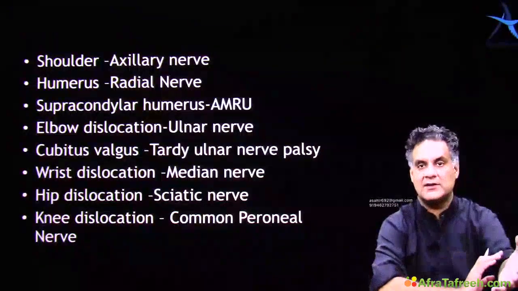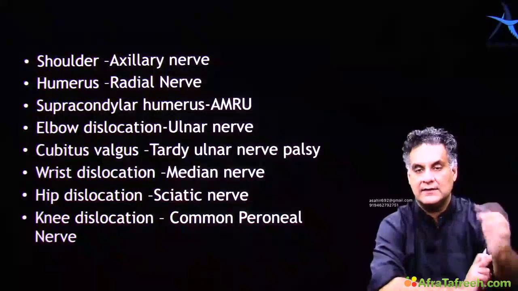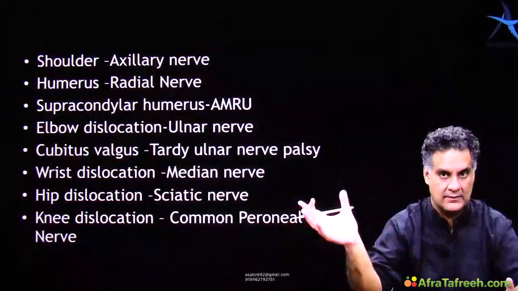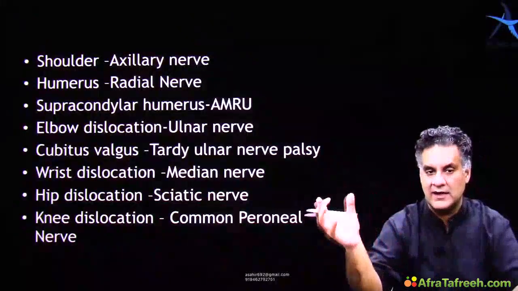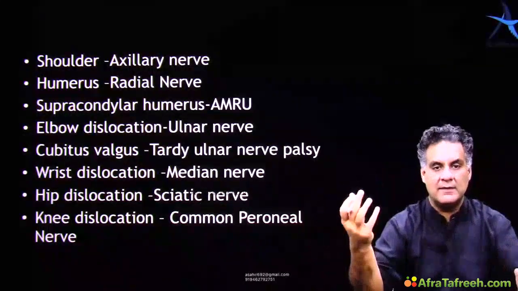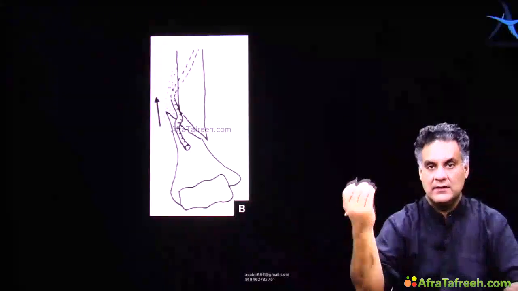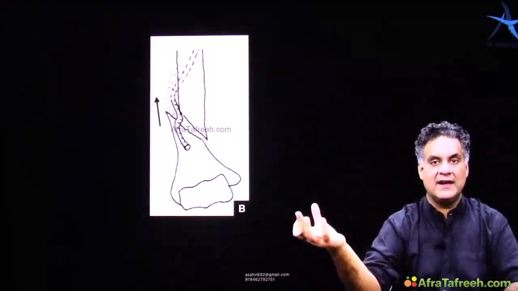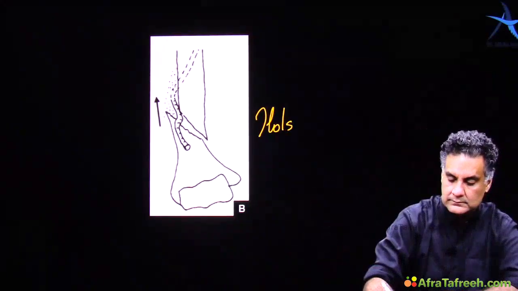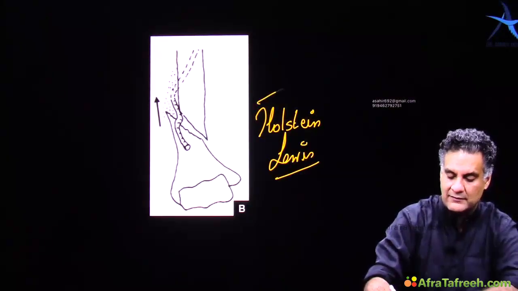And when there is a fracture of the upper end of ulna with a dislocated radial head, then the posterior interosseous nerve gets damaged. This is called Monteggia. So in Monteggia, there is a dislocation of the radial head. In the wrist dislocation, it's the median nerve. Around the hip is the sciatic nerve, and around the knee is the common peroneal nerve. Now this is the Holstein-Lewis sign occurring in the lower 1/3 of humerus. The radial nerve is getting involved because it's getting entangled in the spiral fracture.